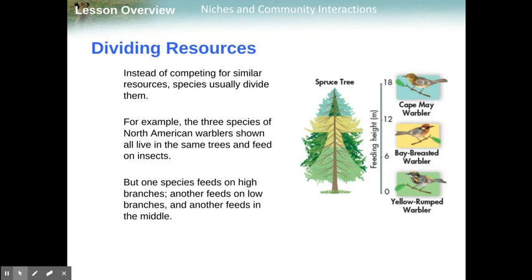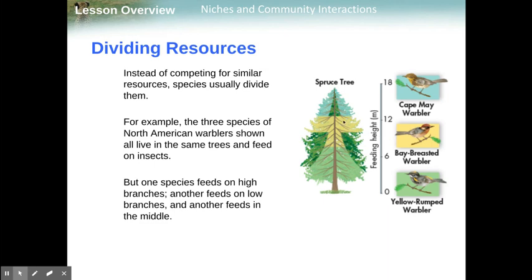So we have this example of North American warblers. Now, what we see here is this. We have three distinct species of birds, the Cape May warbler, the bay-breasted warbler, and the yellow-rumped warbler, and they pretty much simply divide their nesting space. So the Cape May will nest in the upper parts of the tree, the bay-breasted will nest in the middle part, and the yellow-rumped will nest in the lower part. So because they feed on the high branches, nest on the high branches, they don't compete directly with these two.